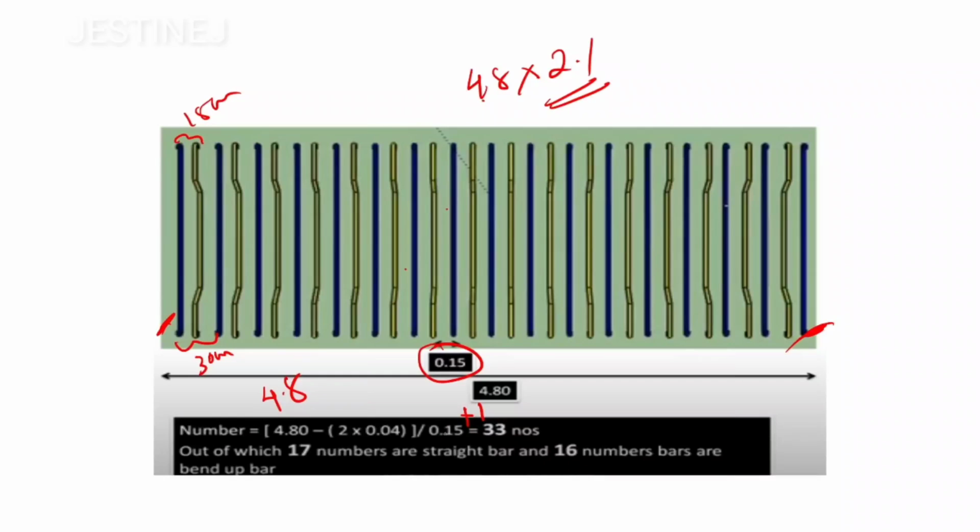By the spacing of 0.15, you will get 33 numbers. If you are providing the straight bars first, the number will be more; since 33 is not possible to divide into 2, by 2 it will give some fraction values only. So these 70 numbers are going to be the straight bars, and these 60 numbers are going to be the cranked bars or bent up bars. Such that we will conclude.